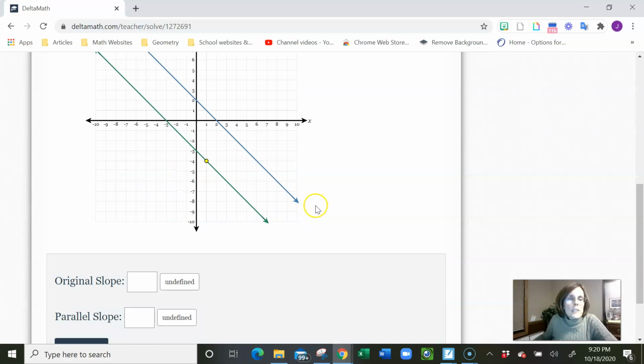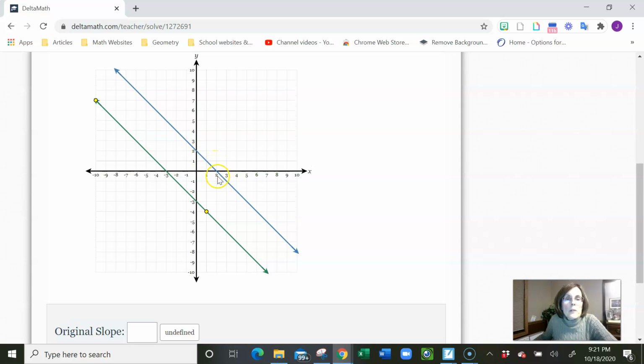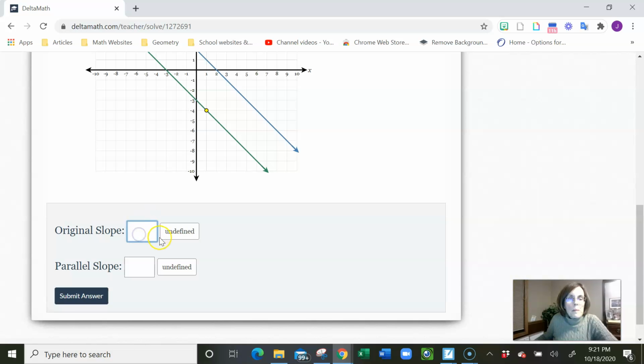So if I scroll down here, they want to know what the original slope is, and then what the slope is for my parallel line. So my blue slope, I'm going to need to find 2 points and do my rise over run. So I notice that if I start here at (2, 0), I can go up 1 and over 1. And again, this is a downhill. So what is my slope? If I can go up 1 and over 1 to the left, my slope would be -1.